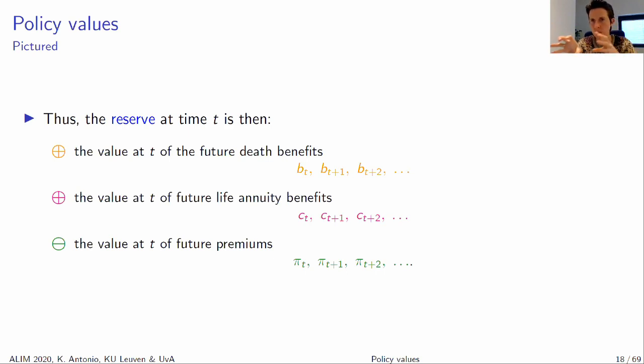And now we want to transfer this kind of thinking to the setting of multi-state models and wonder what the reserve is that we should hold at time t if we want to be able, in terms of expected values, to fulfill our liabilities in the future with respect to our policyholders. What kind of amount do we need for that?